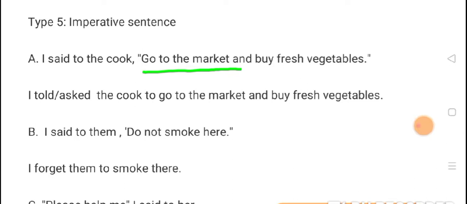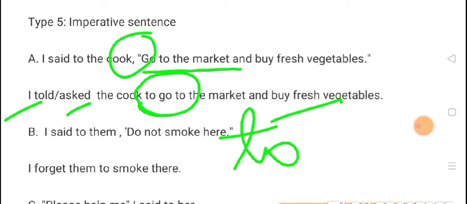First rule, you have to use "to" before the imperative sentence, just to connect both parts of the sentence. I told or I asked the cook to go to the market and buy fresh vegetables. In place of the comma and inverted comma, you have to use "to". But previously, in type 3, type 2 or type 1, you were using "that". In case of a question, that was not being used; you use "if", "whether" or a WH word. But here, in case of an imperative sentence, in place of the comma and inverted comma, you have to use "to".